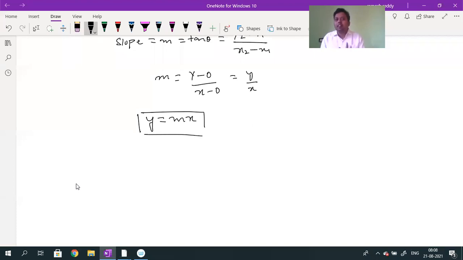In this chapter, from our physics point of view, you should know that the equation for a straight line passing through origin is y is equal to mx. Here you should know what y is, what x is, and what m is. y is the y coordinate, and this is the x coordinate. To draw a graph we need two variables: one which is an independent variable, and one which is a dependent variable.